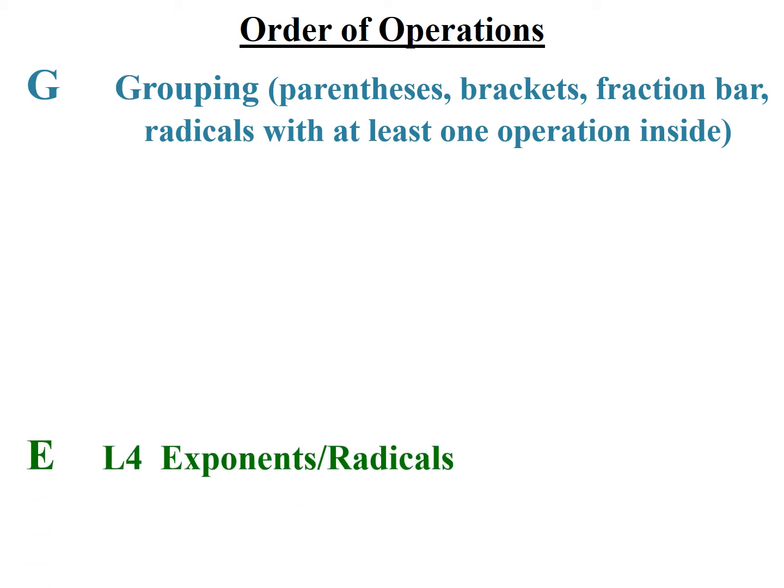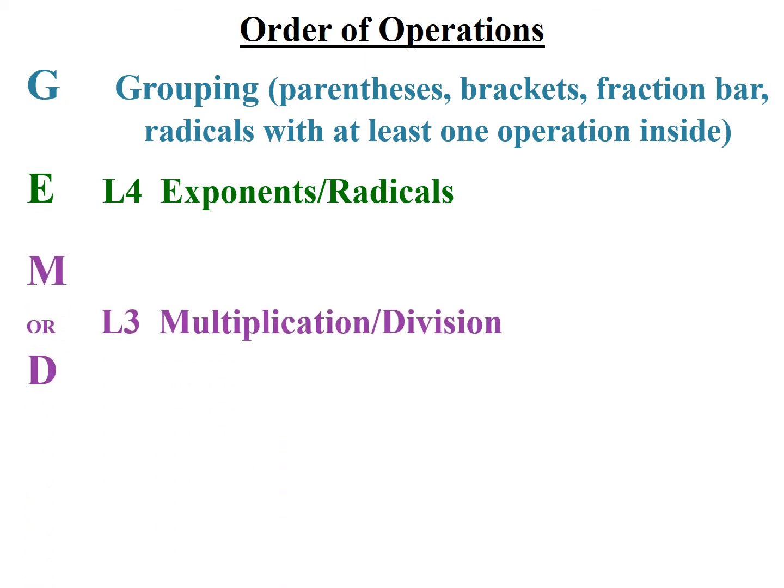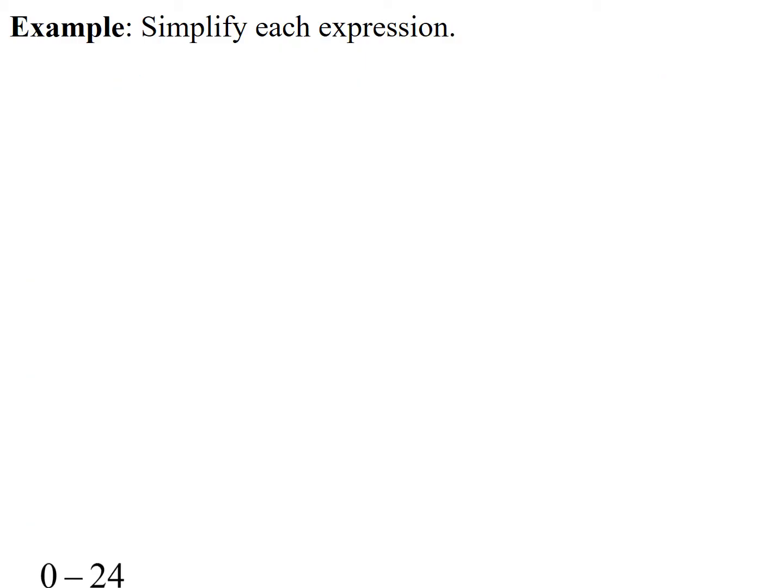After we look at grouping, we can address exponents, which are a level 4 operation. Remember that radicals are also included in exponents. Radicals are exponents raised to a fraction. Then we look at level 3 operations, which is multiplication or division, whichever comes first. Then we address level 2 operations, which is addition or subtraction, whichever comes first. Let's take a look at a couple of examples.